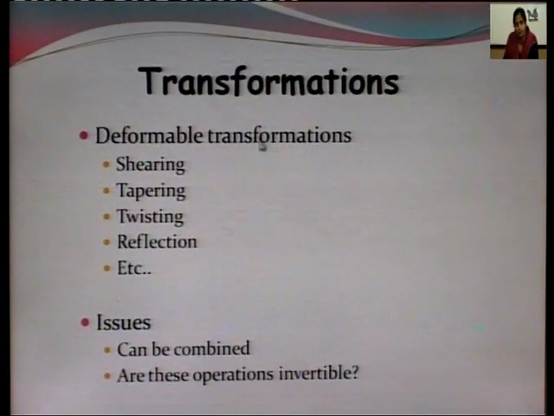Other transformations are called deformable transformations, because they do not preserve the original shape of the object. These are shearing, tapering, twisting, and reflection. All these transformations can be achieved through the basic transformations. Further, these transformations can be combined, and all of them are invertible. For a given transformation, we can write the inverse transformation also, so as to retrieve the object to the previous location or a previous angle.